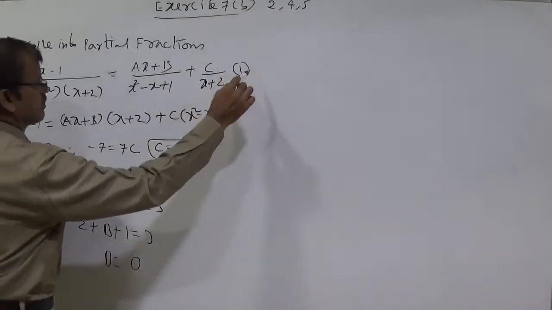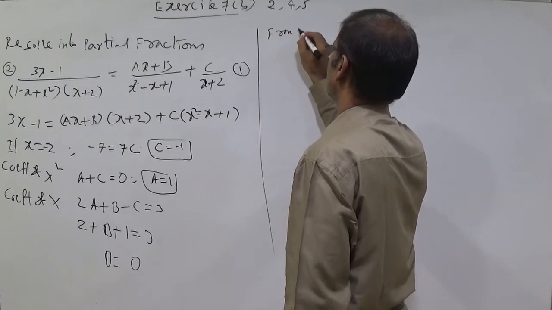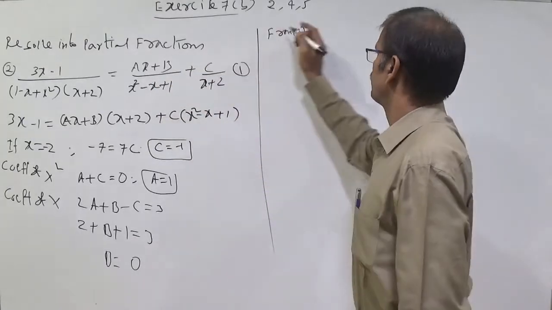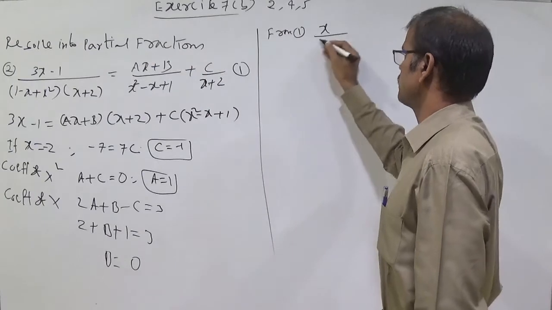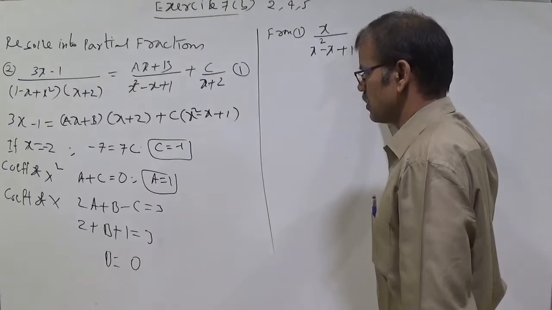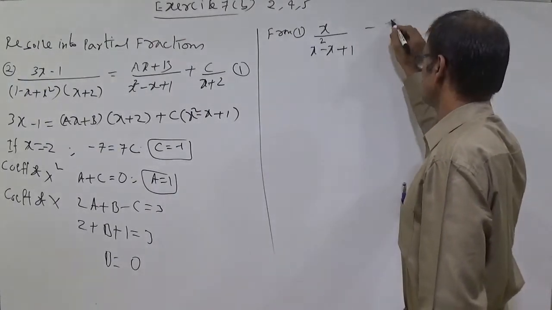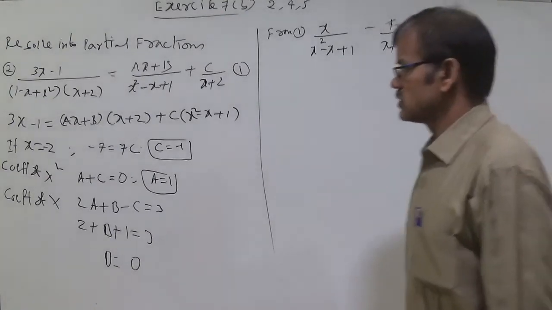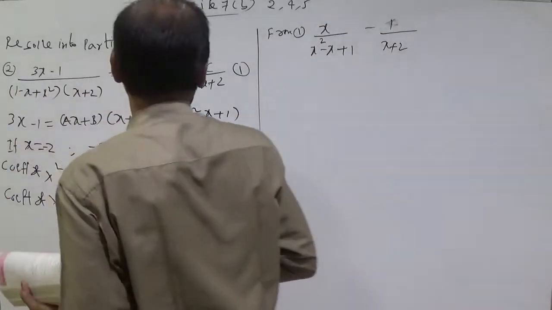Let this be the first equation, and now you can write the partial fractions from it. We use ax plus b, a means 1, so x by x square minus x plus 1, plus there is no b value, it is 0, so don't write it. Minus c, minus 1 by x plus 2, that's all. This is the second question.